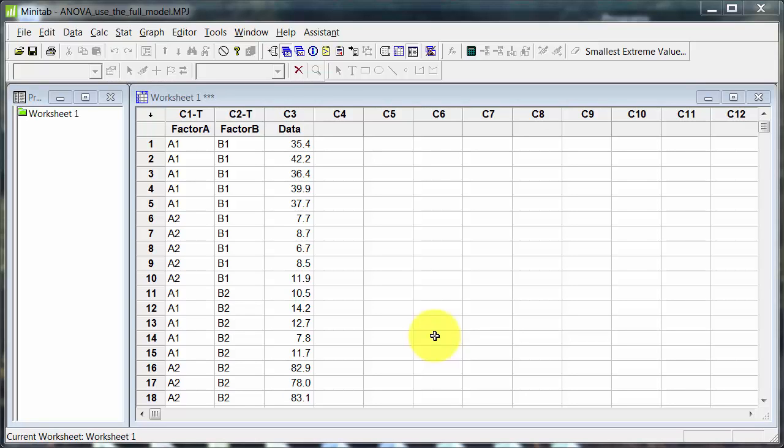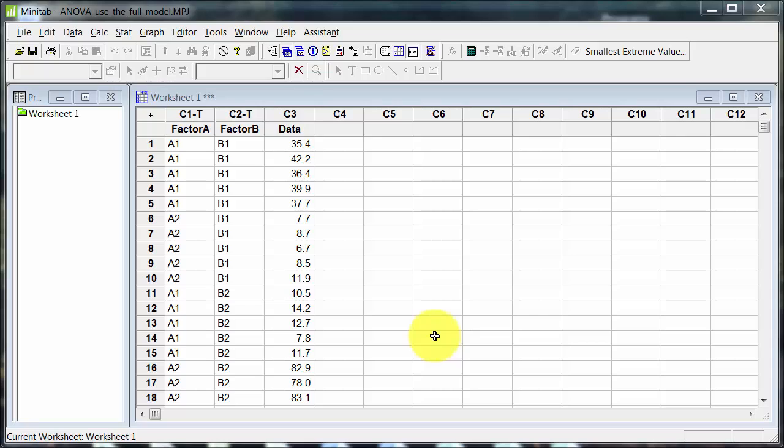Hi, Keith here, and in this video I'm going to look at why you should always use the most complete model you can when analysing your data, and I'll highlight some of the problems that can occur if you don't. In this video I'm looking at this from the perspective of standard analysis of variance.